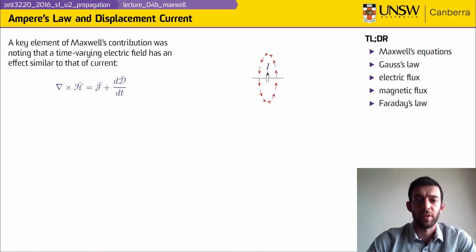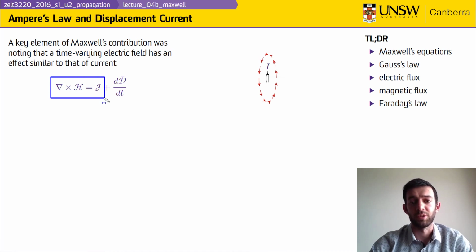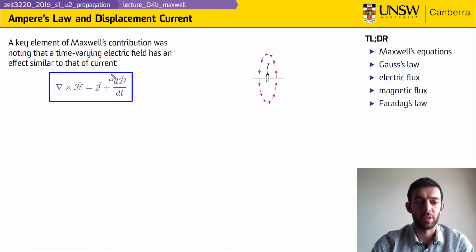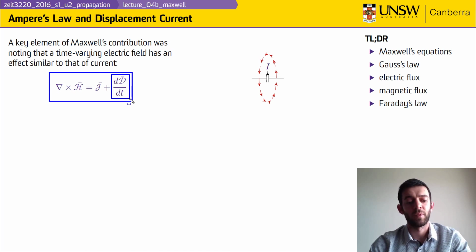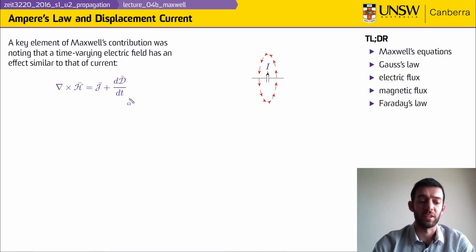The fourth and final Maxwell's equation is that of Ampere's law. And Ampere's law is usually phrased as del cross H is equal to J, but Maxwell's extension to it included the term dD dt, and that is to account for the charge continuity being a necessary component of all things electromagnetic.